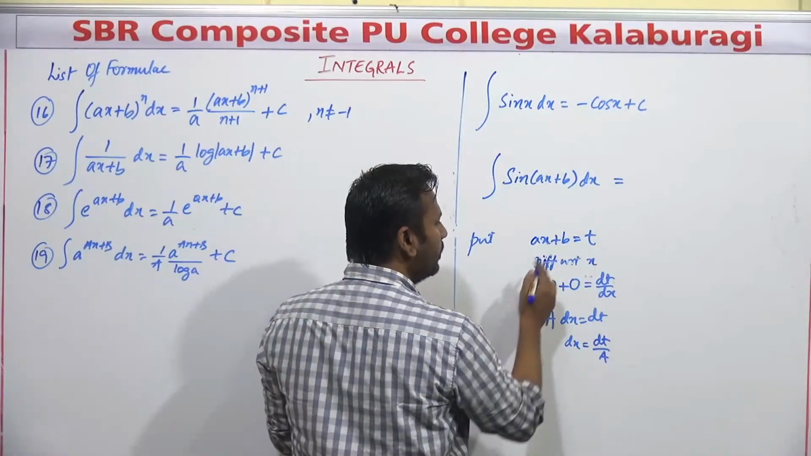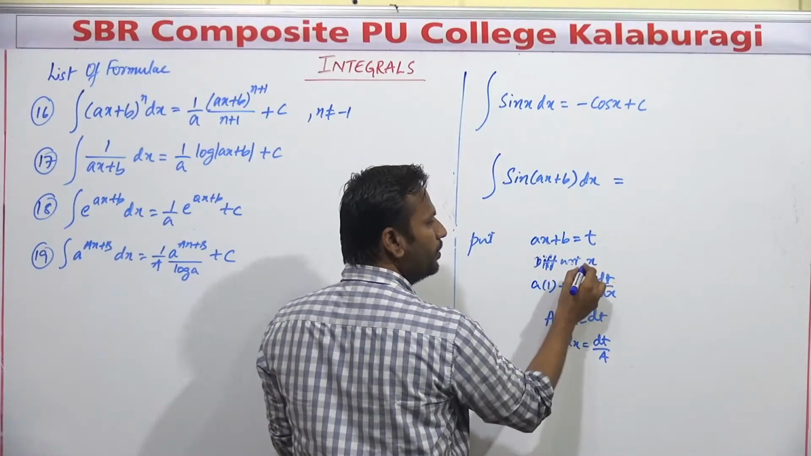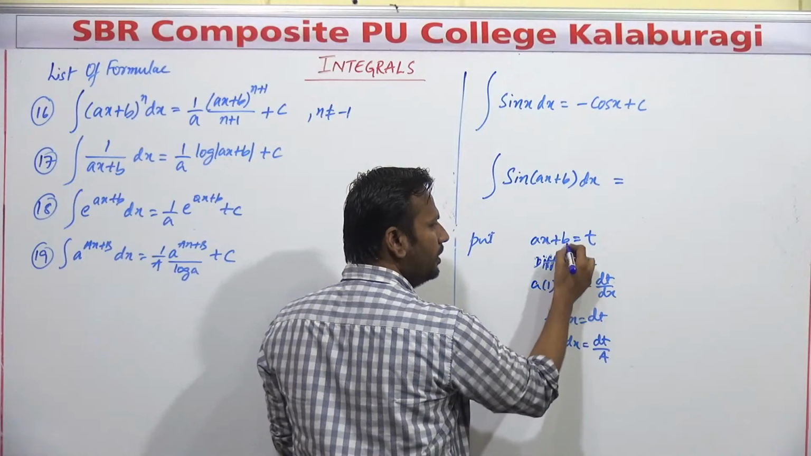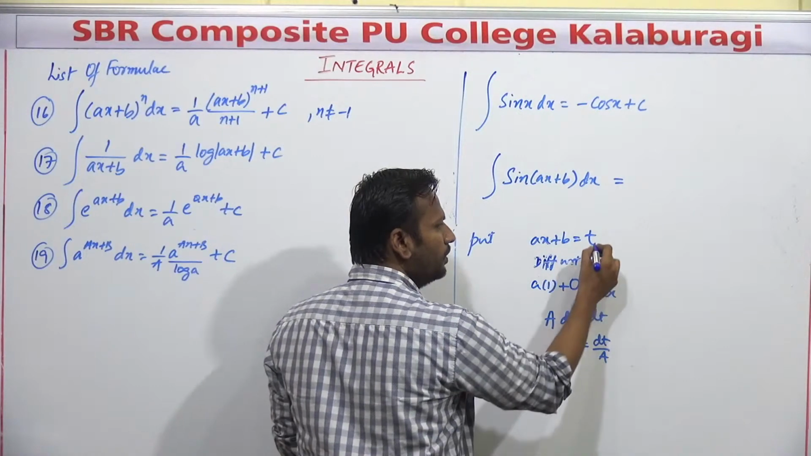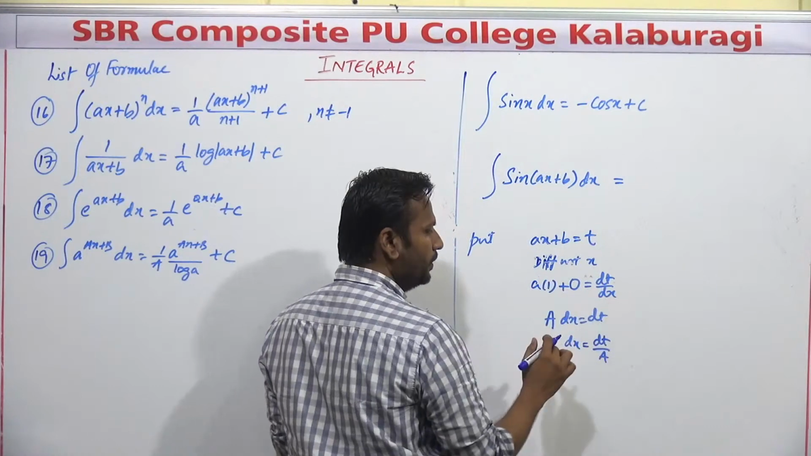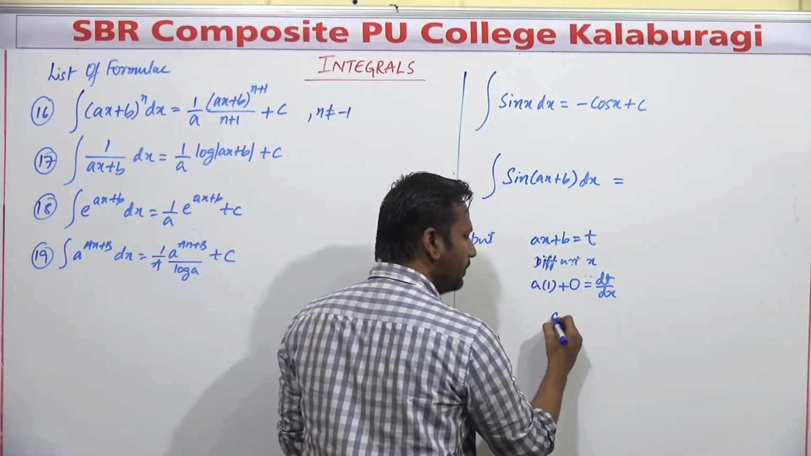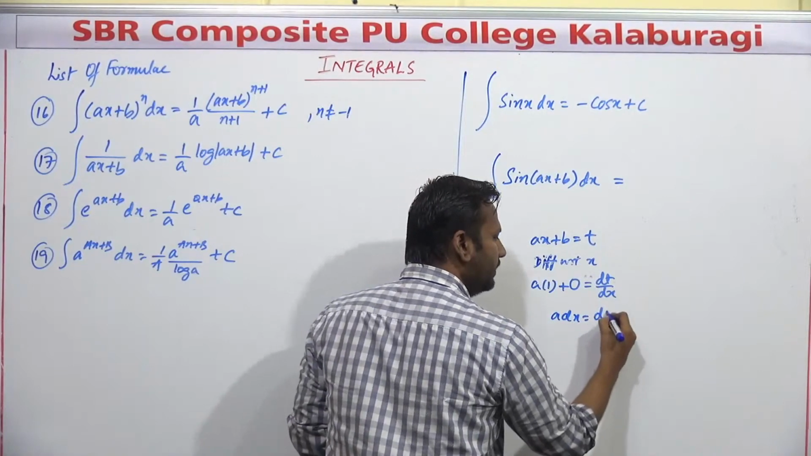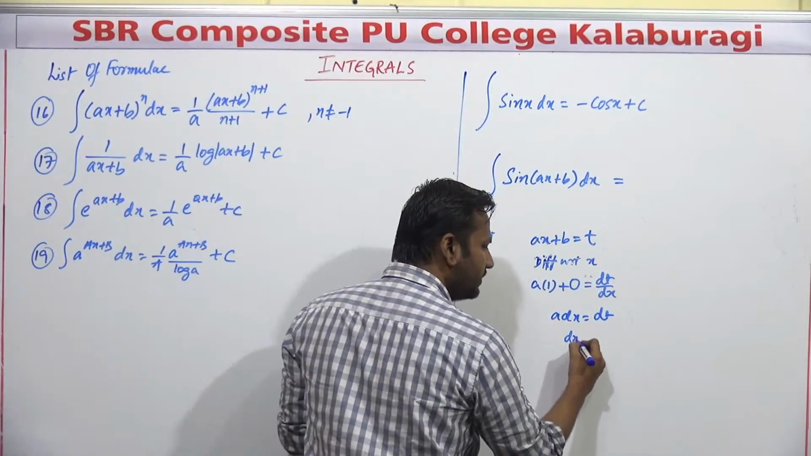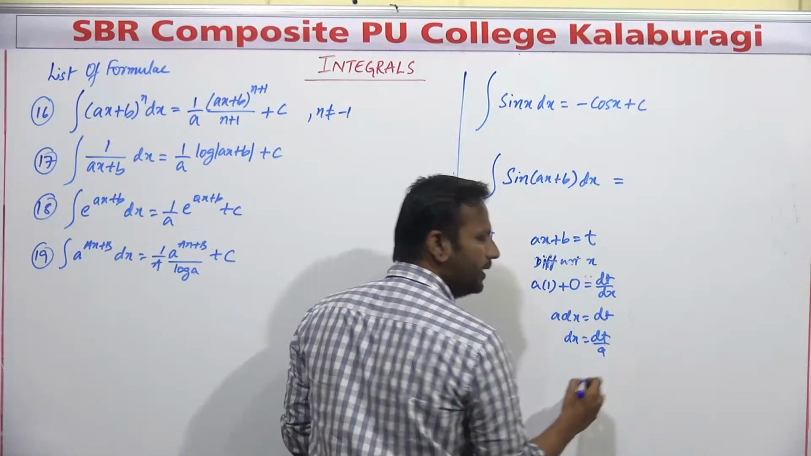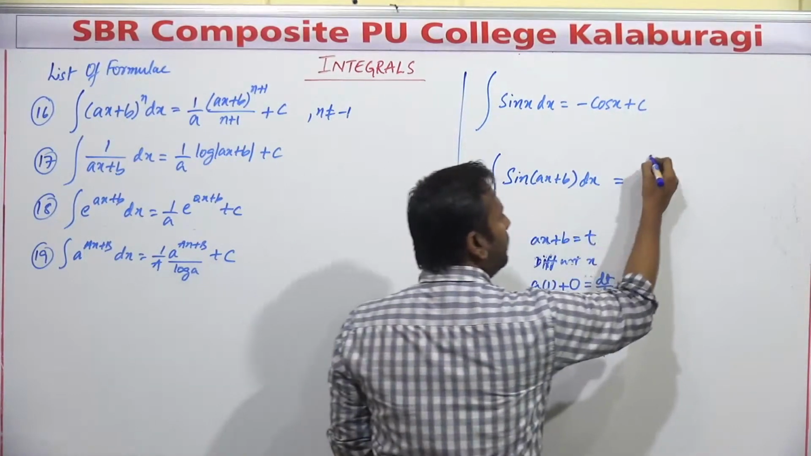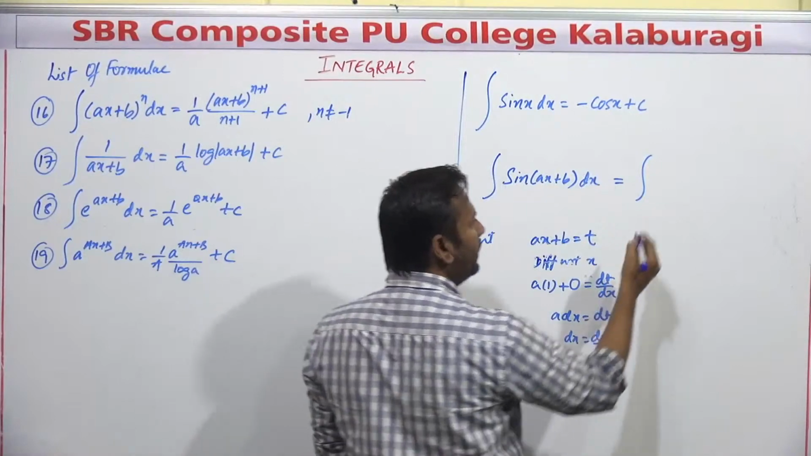So again, differentiate with respect to x. The derivative of ax is a, b is a constant so it is 0, so dt by dx is a. Now cross multiply: a dx equals dt. Send all the constant things towards the RHS. dx will be dt by a. Substitute in this one now. It becomes an easily integrable format.